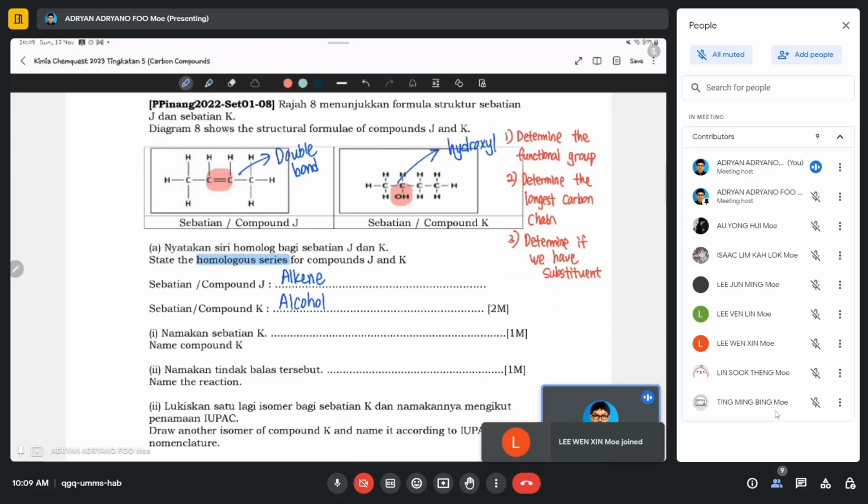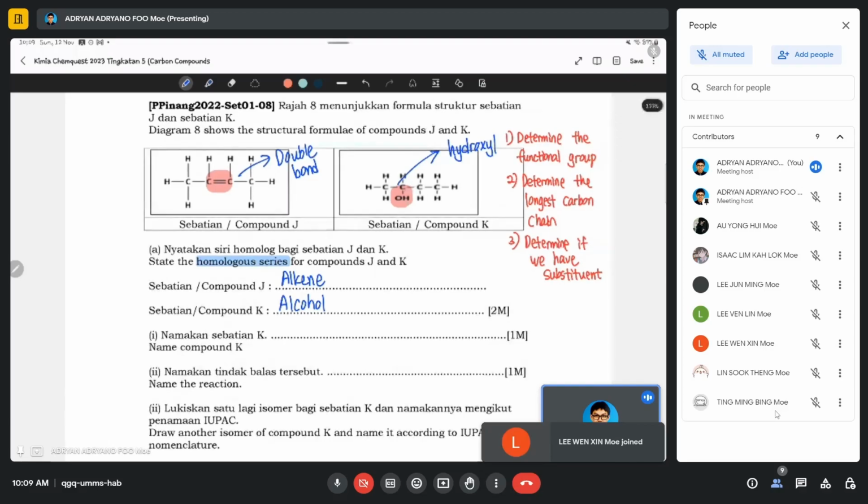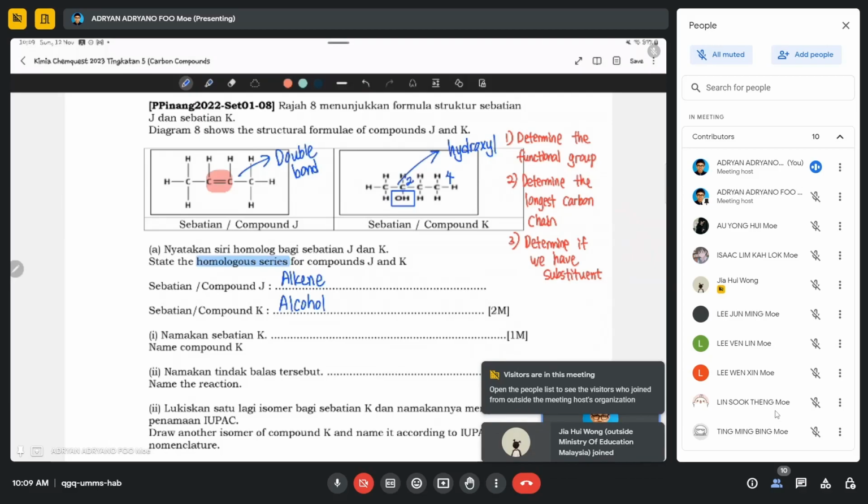Okay, so naming compound K, we see compound K. First, determine the functional group. Okay, we determine already. The functional group is OH. Okay, determine the longest carbon chain. Okay, 这里呢你看到有4个 carbon，然后它排到整整齐齐，所以 the longest carbon chain will be 4. So when we see 4 carbon, we already know the name will start with but. So but and then anol. So now we determine if we have substituent. So we don't have substituent here, but we know that the hydroxyl group is at the second carbon.